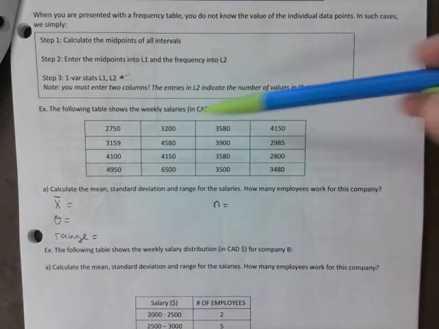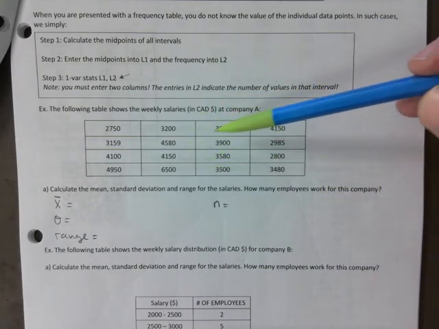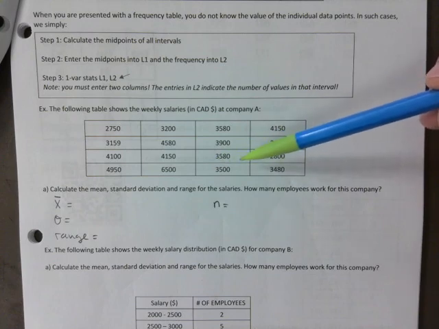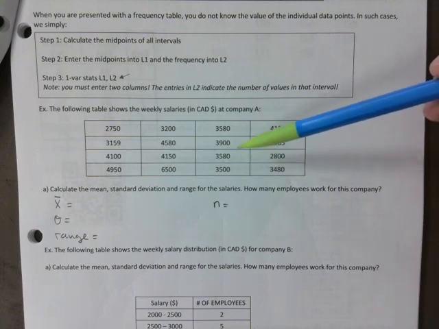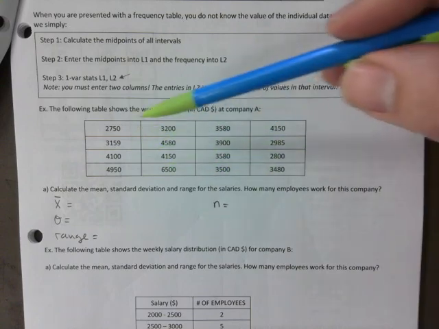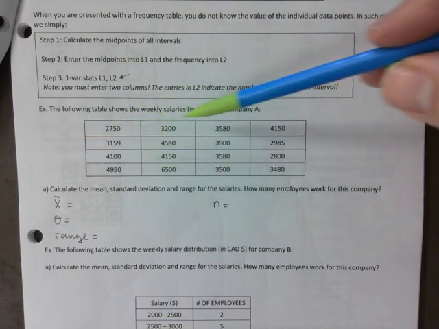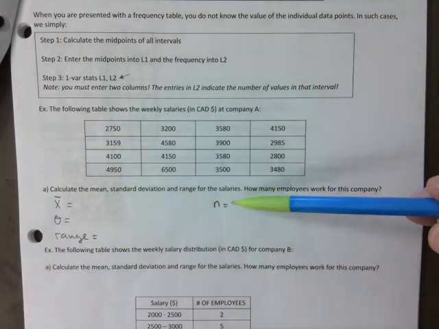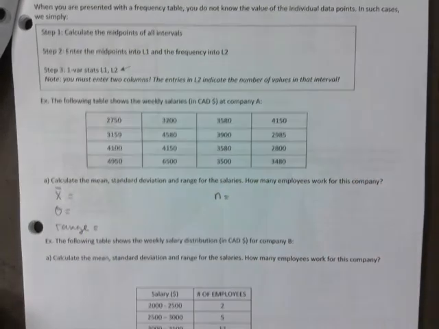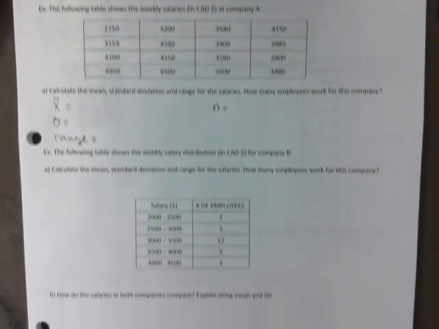Question, is this a frequency table? No. There's no columns, right, with headings in there. This is raw data. This is raw salaries that we've collected. So please find that. Once you're done that, you go to the next example here.